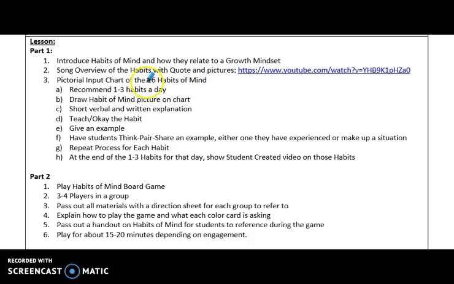Then I recommend starting with the 16 habits and teaching 1 to 3 habits a day, depending on how much your kids can handle. I think any more than that, you're pushing it, and you're not really going to get the focus that you want.